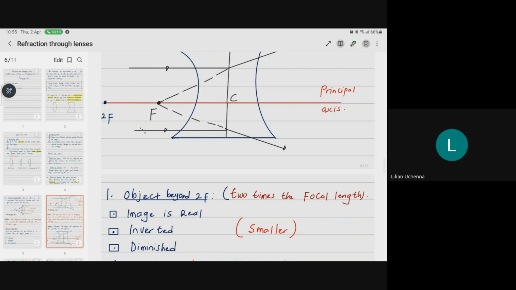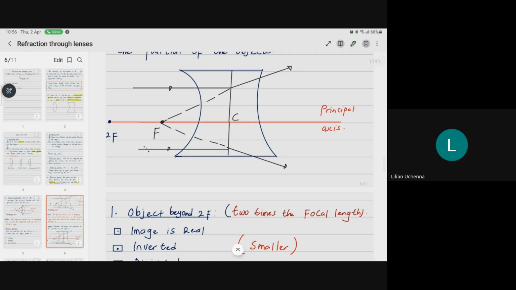Okay, good. So now objects beyond 2f, right? When you have those objects beyond 2 times the focal length or 2 times the principal focus at the back, beyond that 2f I wrote there, the image is going to be what? Smaller. The image is real, it's going to be inverted, but it's going to be very, very what? Small. Beyond 2f. All right.